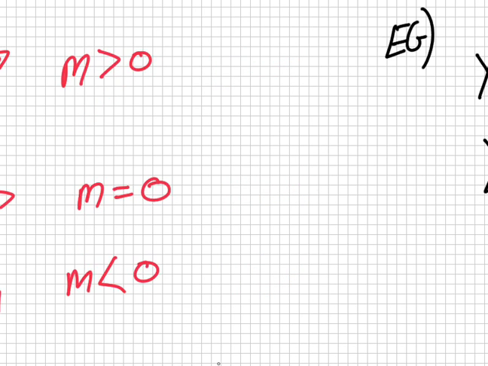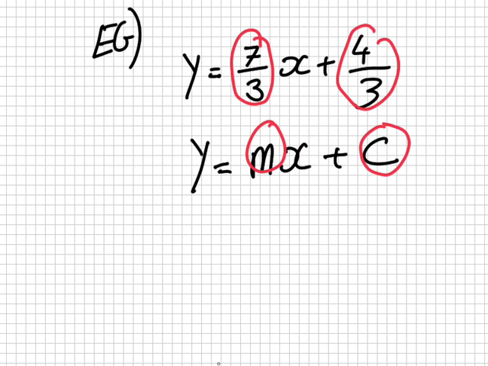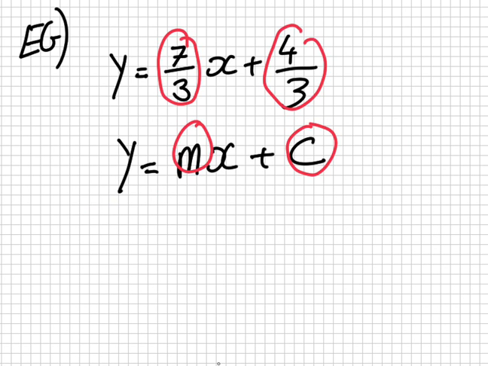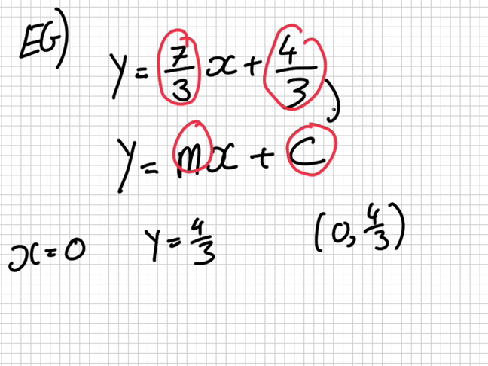So if I go here now, I can see that the line should be going up. Okay. And as somebody pointed out, this here is actually the y-intercept. So if I make x equals 0, you can see straight away that I get y equals 4 over 3. So yeah, you're right. C is where it crosses the y-axis.